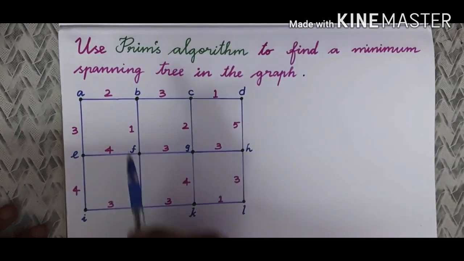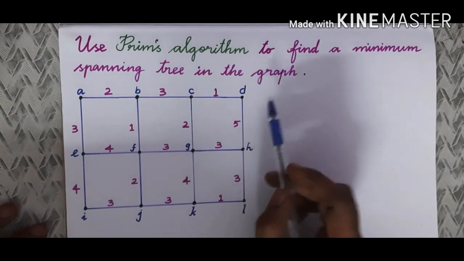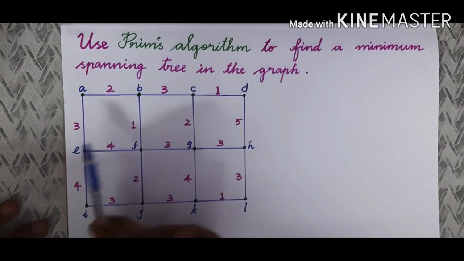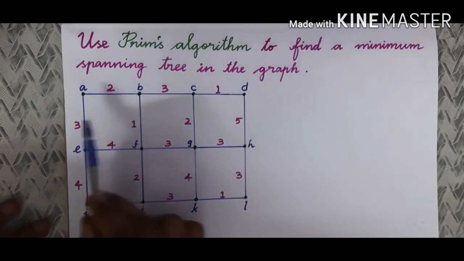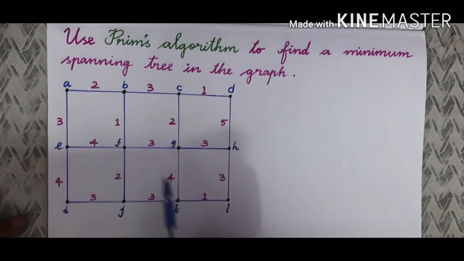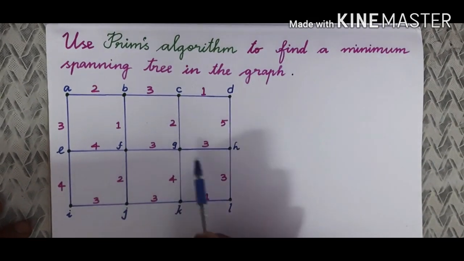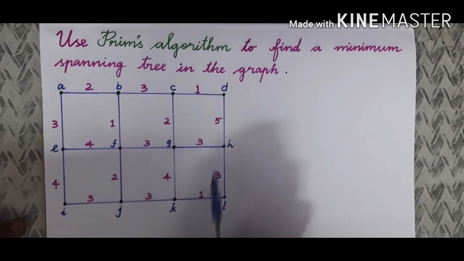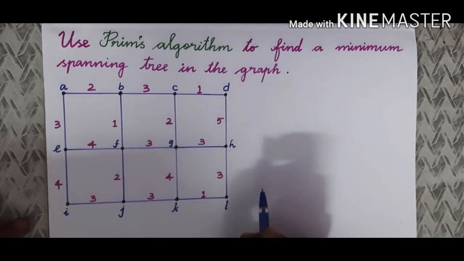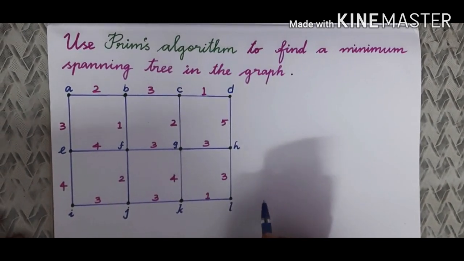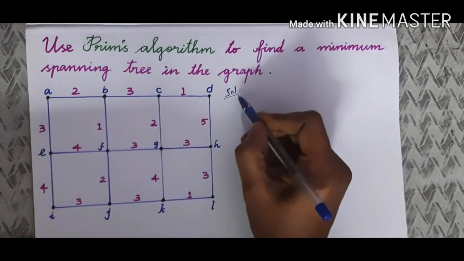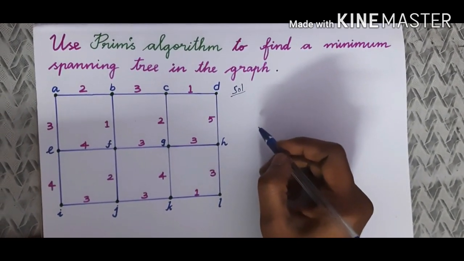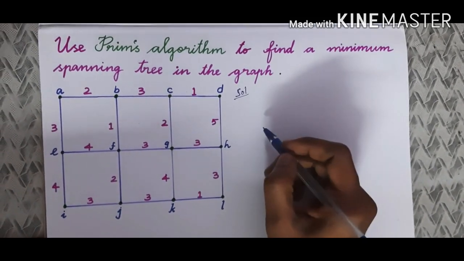The question is, use Prim's algorithm to find a minimum spanning tree in the graph. The graph is given and the weights are given. A, B, C, D, E, F, G, H, I, J, K, L, and the weights are given as below. Now we are going to find a minimum spanning tree. Okay, the solution is, first we need to choose two adjacent vertices whose weight is minimum.